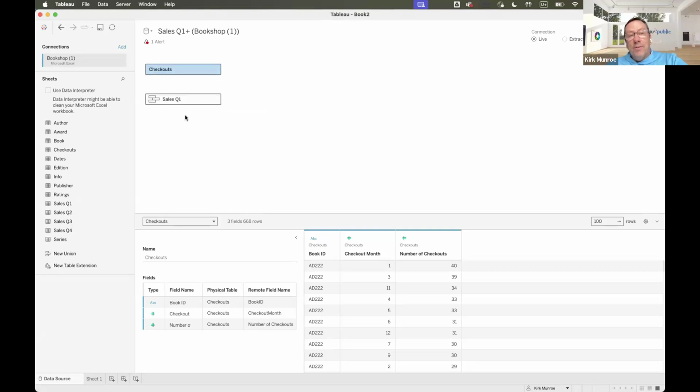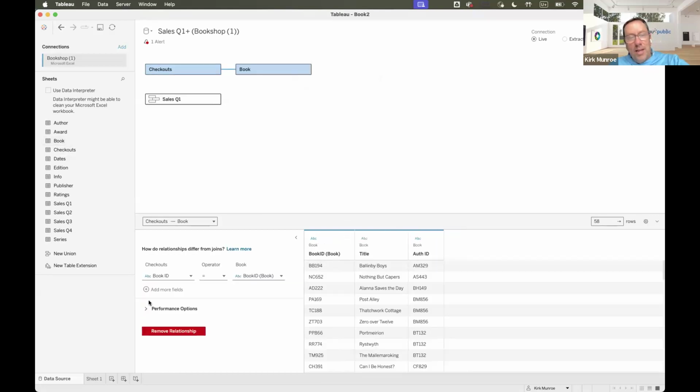But let's say we have checkouts and sales. What do people check out? They check out books, right? So we're going to go like this. It's got a book ID and Tableau matched on book ID here. But interestingly, sales are on editions because for whatever reason, the library doesn't care what edition of the book you check out. It's just the book. But that's fine. Tableau handles that different level of granularity pretty well.